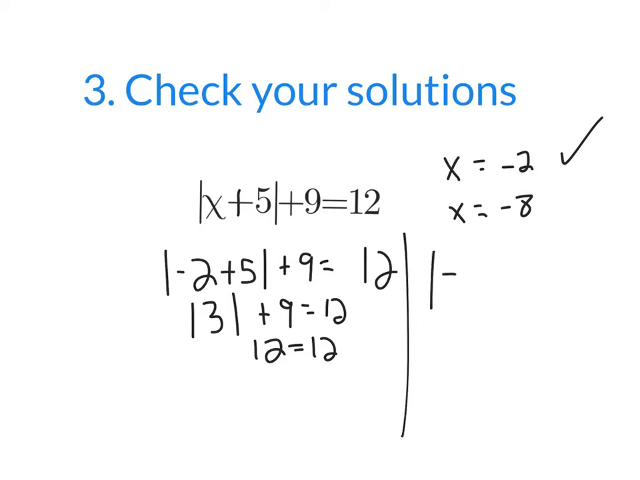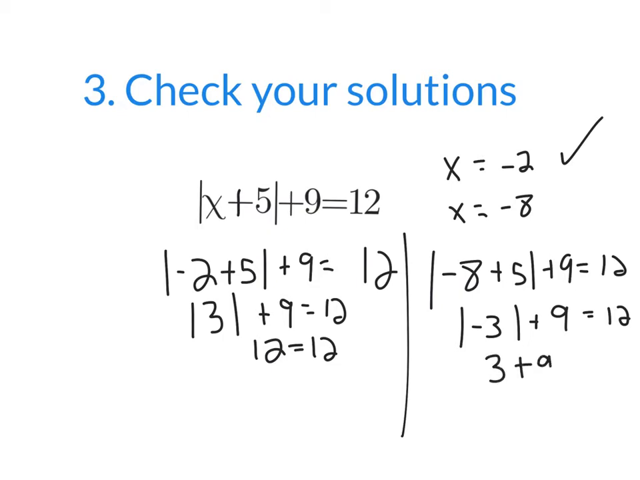We would try the same thing with negative 8. So absolute value of negative 8 plus 5 plus 9, and we want to see if that equals 12. That will be the absolute value of negative 3 plus 9 equals 12. Now, the absolute value of negative 3 simplifies to just 3, plus 9 equals 12. And again, we see that that solution of negative 8 checks out.